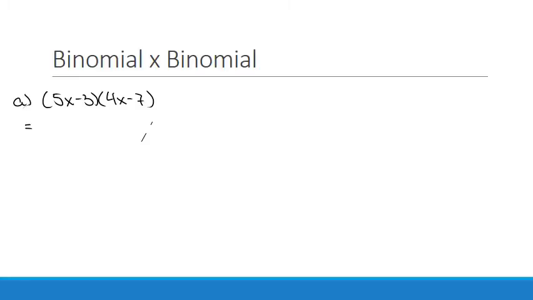Once again, we simply have to perform monomial multiplications, and it's going to be distributions that give us that. So we take this first term, and I distribute it through the second term. So it's going to be 5x times 4x, and then 5x times negative 7. So I'll keep the color going here.